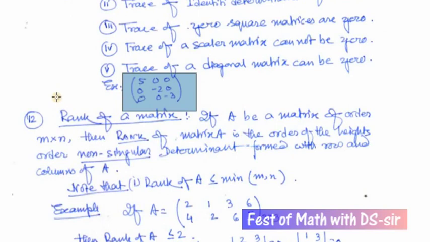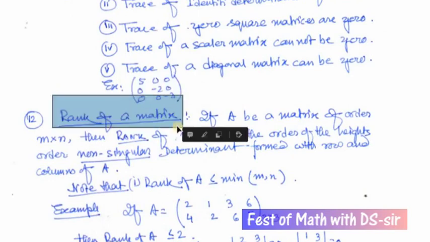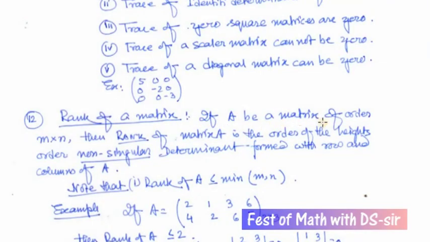Next, rank of a matrix. This rank has a lot of uses, but in class 11, 12 or in HS, we will just know the definition and how to find the rank of a matrix. What is rank? Let A be a matrix of order m by n. Then the rank of matrix A is the order of the highest order non-singular determinant that can be formed using rows and columns of A.